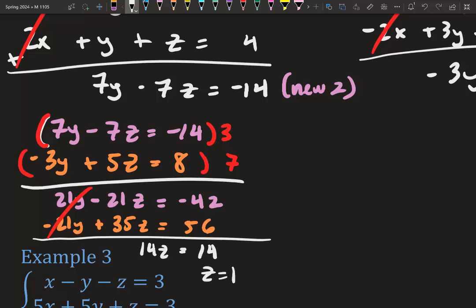Now we have to plug it back in to find y. It doesn't matter which one you plug it into. I plugged it into the bottom one because they're smaller numbers. Really no other reason why.